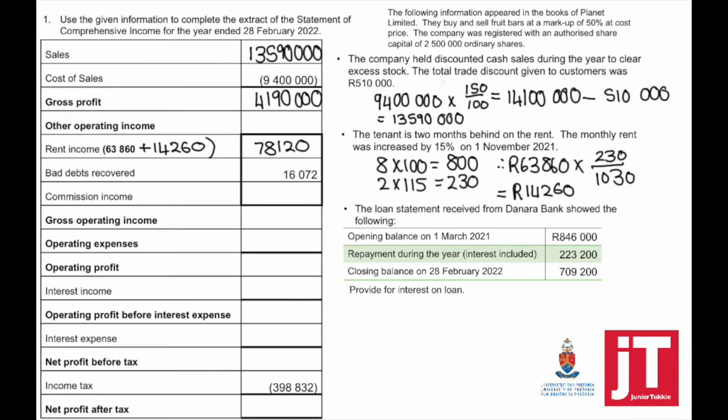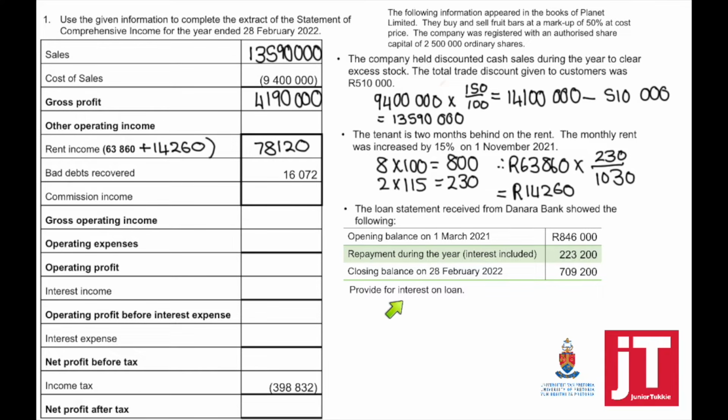The loan statement received from the Nara Bank showed the following. So they provided you with the opening balance on the 1st of March, which is the beginning of the accounting period, the repayment during the year, which included the interest, and the closing balance on 28 February 2022.